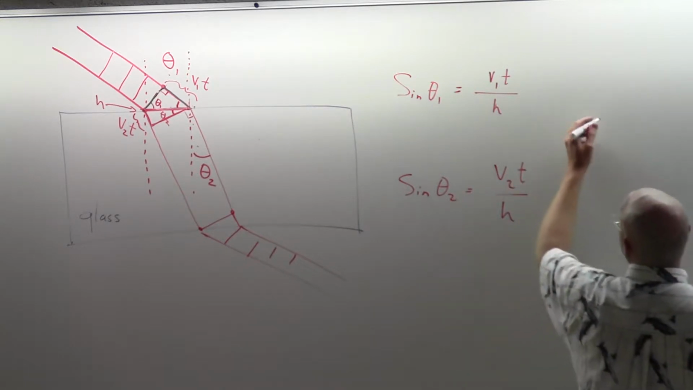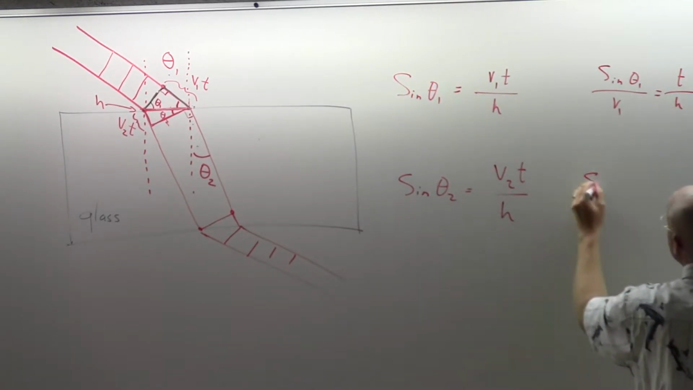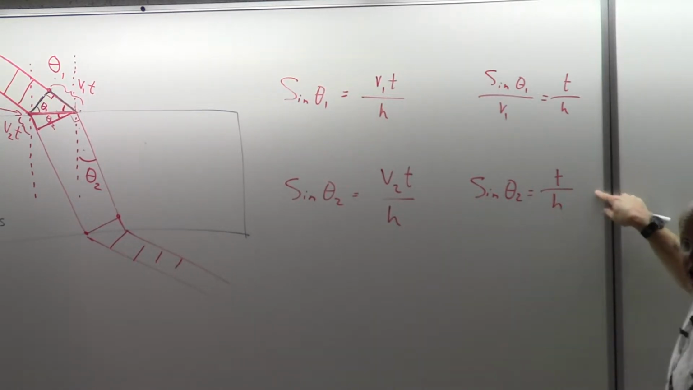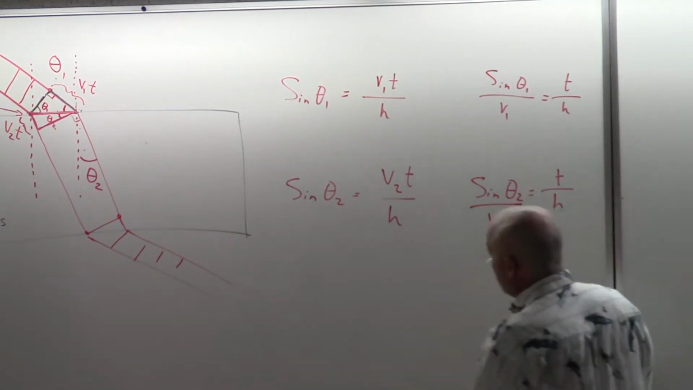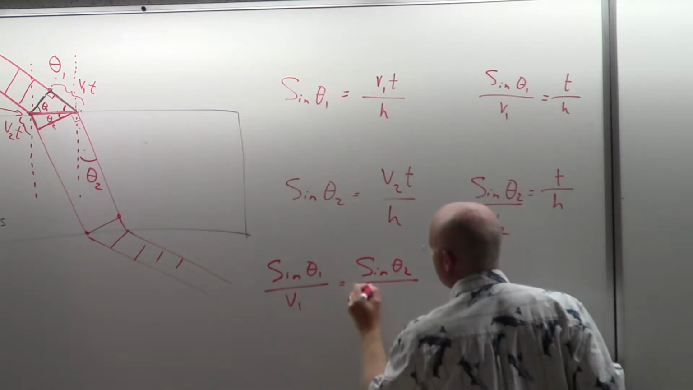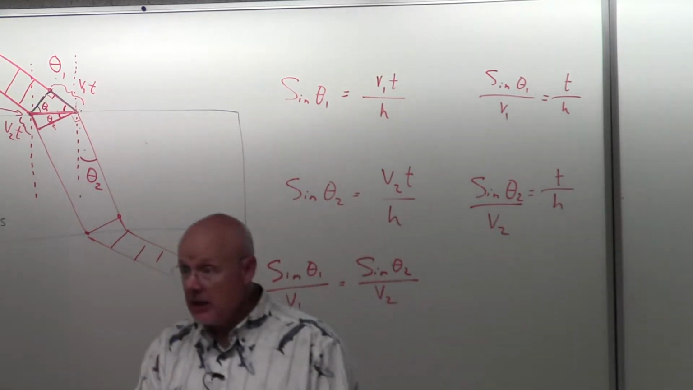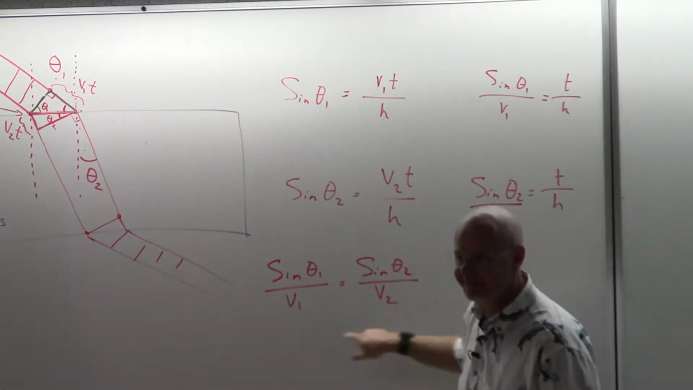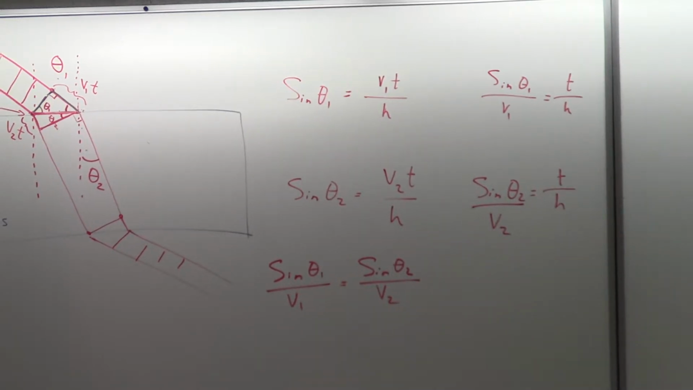If we rearrange this to write it as sine theta 1 over v1 equals t over h, we can write this as sine theta 2 over v2 is equal to t over h. Since both of them equal t over h, and they have the same time and the same hypotenuse, then what we get is sine theta 1 over v1 is equal to sine theta 2 over v2. Now I'm not quite done with my equation, but you begin to see how theta 1 is related to theta 2. Why? Speed difference and the angle that it hits. And that's what we were trying to argue earlier here. How much does the light bend?